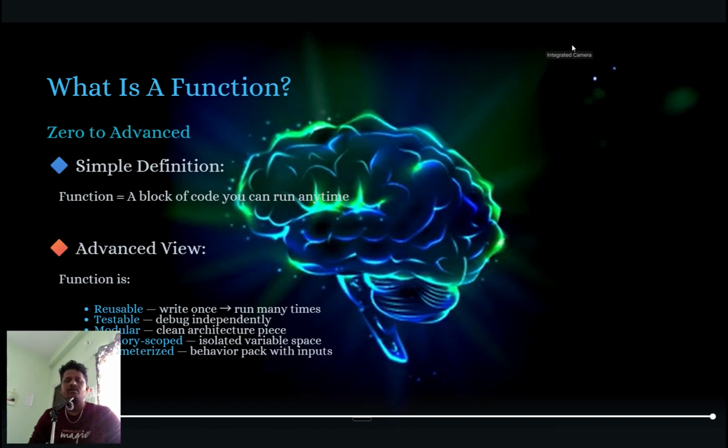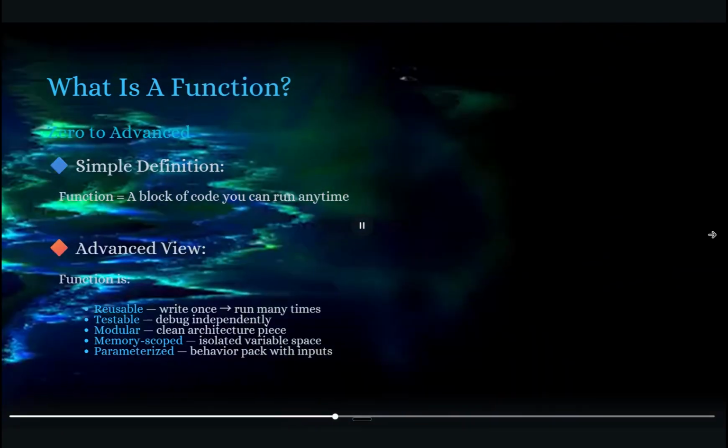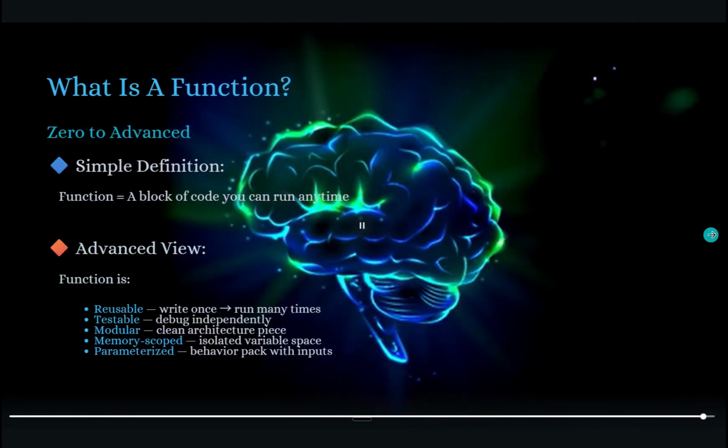Let's deep dive into the functions chapter. I already told you, a robot never performs actions randomly. It has clearly defined modes and abilities: combat mode, scan mode, flying mode, self-repair mode. A function is a block of code you can run anytime, a packaged piece of work that can be activated whenever needed.